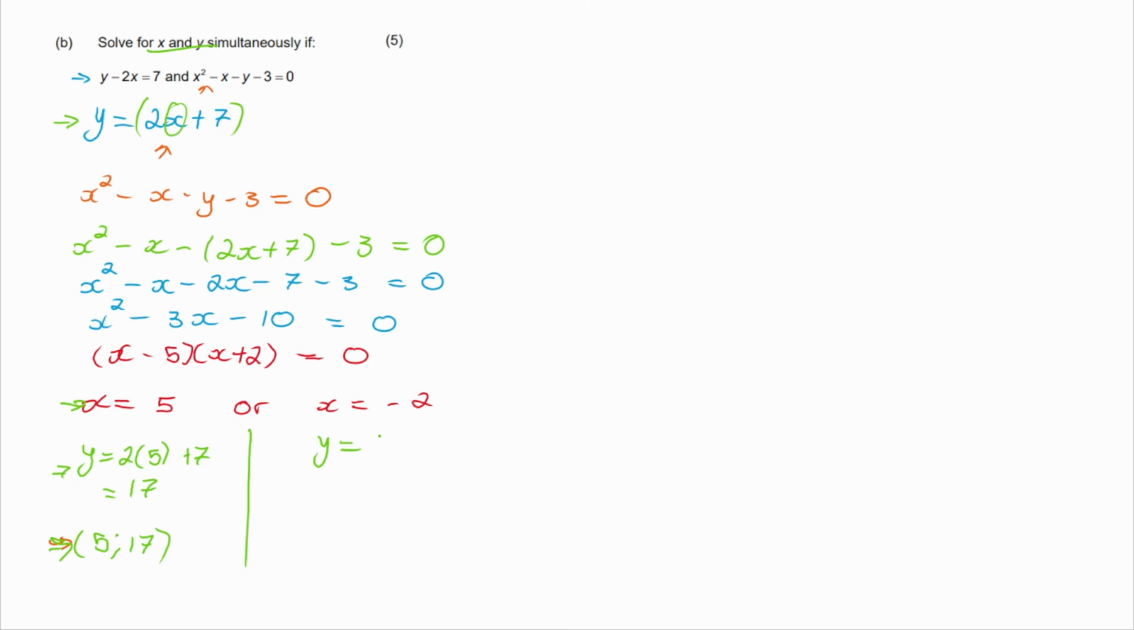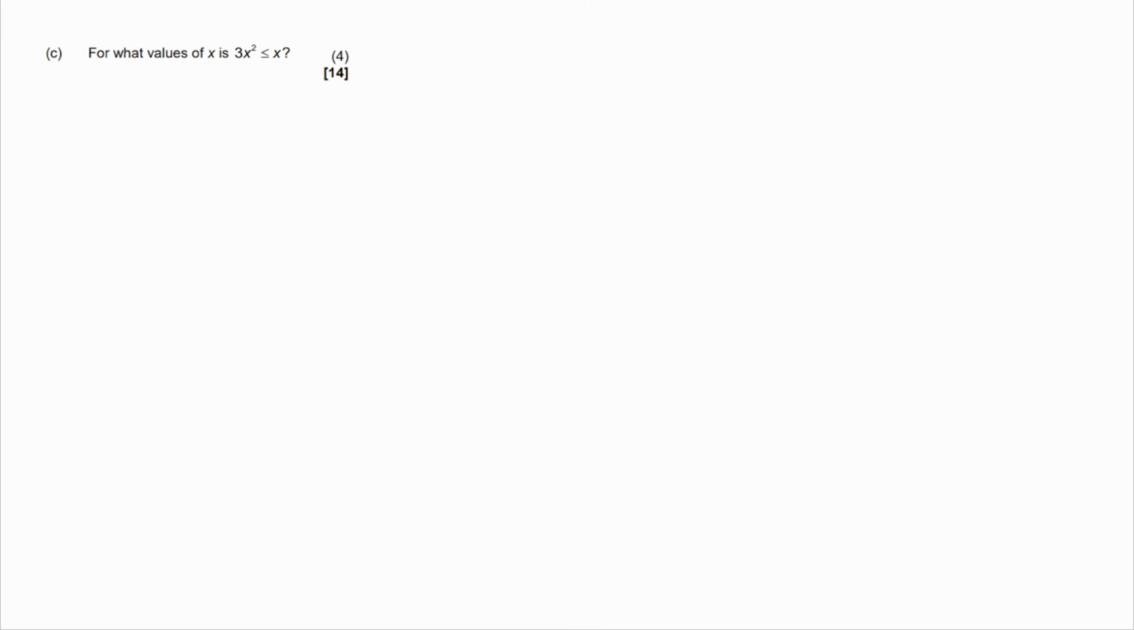So we say y is equal to 2(-2) + 7. So that's -4 + 7, which is 3. Okay, so this in coordinate form, remember x goes first and then the y. All right, then over here, question C, they say for what values of x is the statement true?